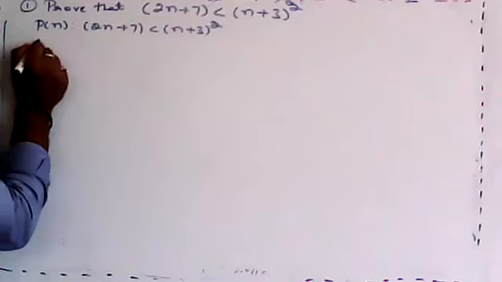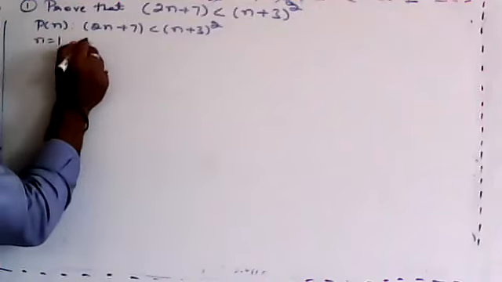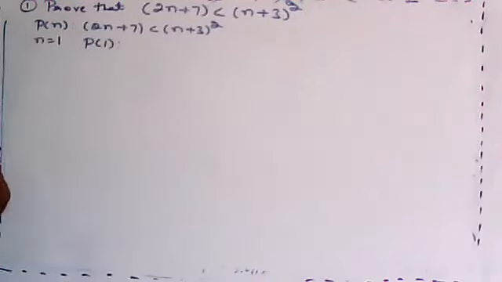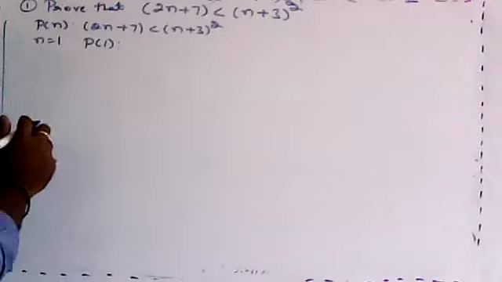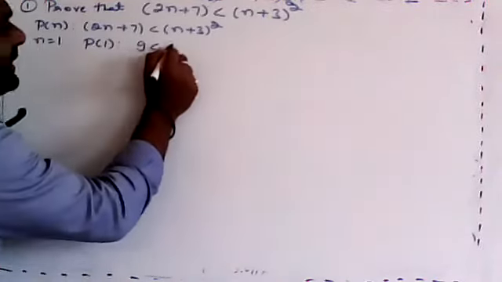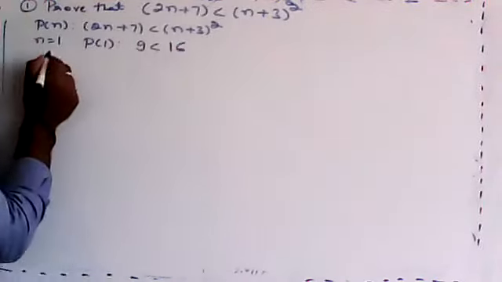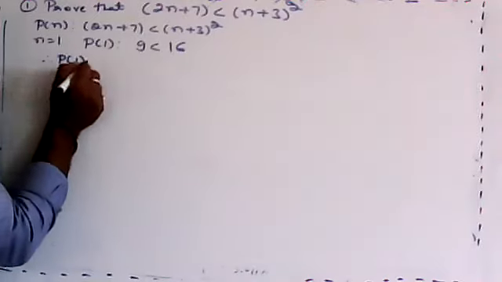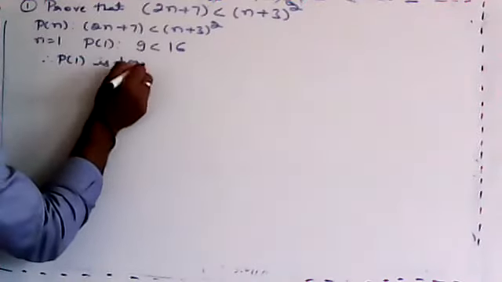So first, we go for n is equal to 1. So P of 1, if you put 1, what do you get here? Yes, good, Shilpa. 9 is less than 4 square, that is nothing but 16. So it's true. Therefore, P of 1 is true.